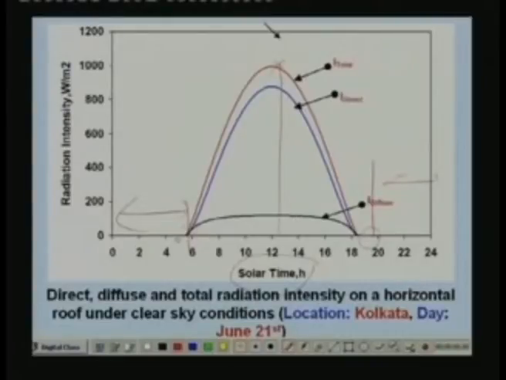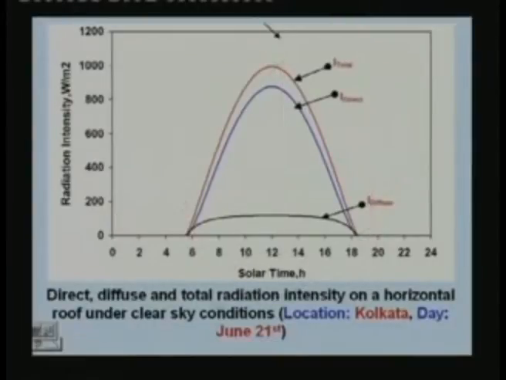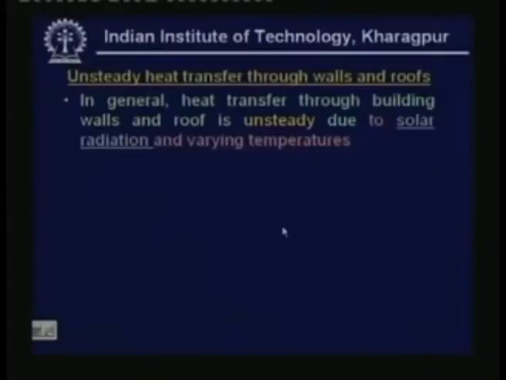So it is 0 at sunrise and 0 at sunset. So it is continuously varying throughout the day. Because of this, the outdoor radiative boundary condition also varies continuously with time. Similar to solar radiation, the outdoor temperature also varies with time.